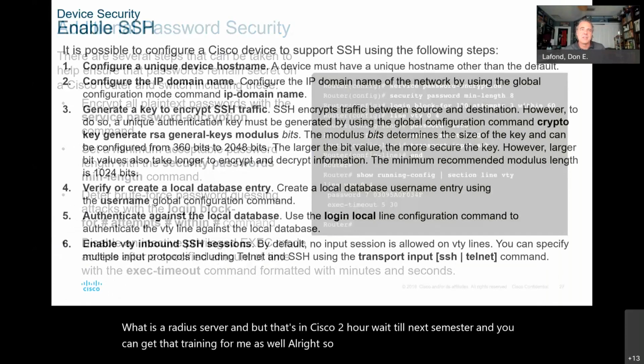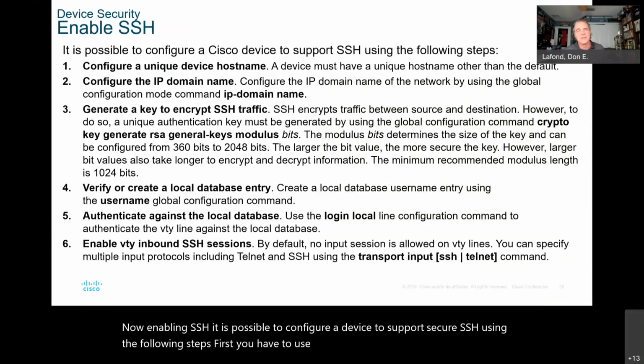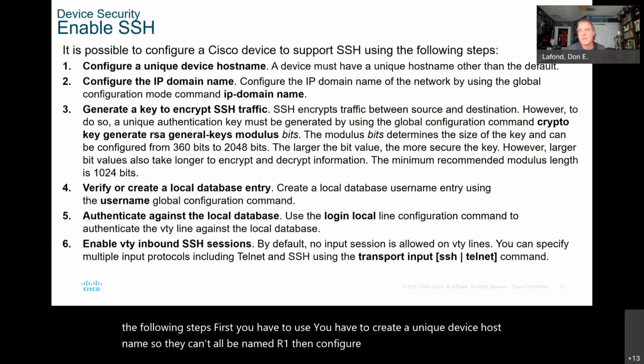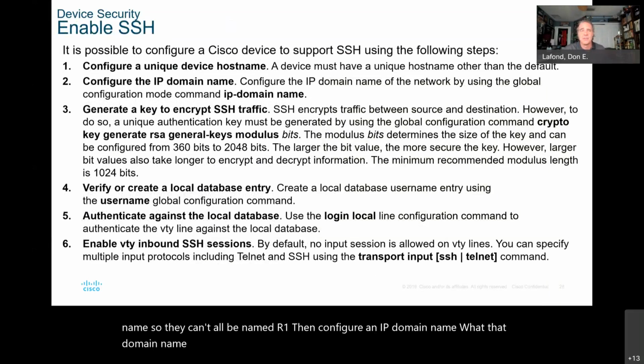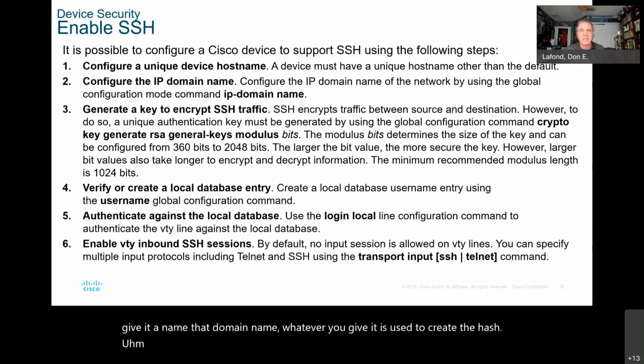Now, enabling SSH, it is possible to configure a device to support secure SSH using the following steps. First, you have to create a unique device host name so they can't all be named R1. Then configure an IP domain name. What that domain name is doesn't matter. You just have to use ip domain-name and then give it a name. That domain name, whatever you give it, is used to create the hash, the security, the number of bits. I'll show you in the next slide.